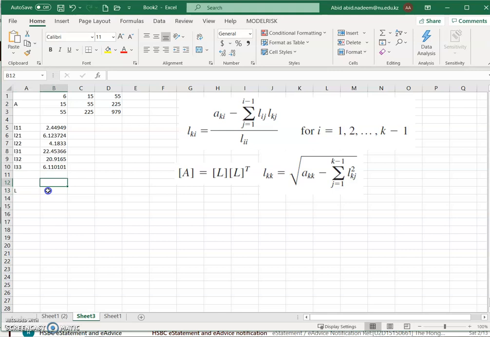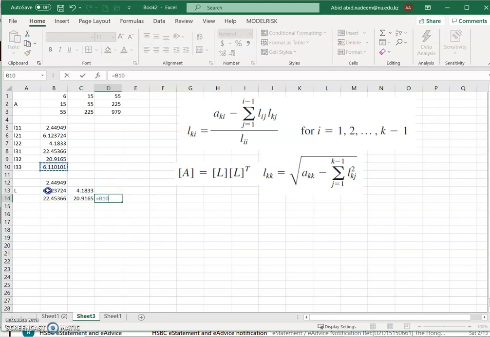With this we have all the values which we needed for the lower triangular matrix. So L11, and then L21, L22, and L31, L32, and then L33. So this is the lower triangular matrix, and let's add the zeros as well by ourselves.